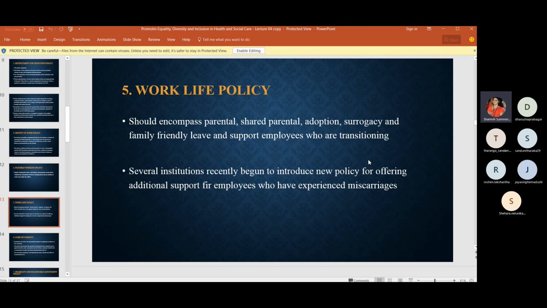Normally, we are not understanding the situation. We are not recognizing the situations, but we are comparing why she is having that and why we are not. But once we start to understand the situations, then the working environment also becomes a pleasant environment. So this is regarding the work-life policy.